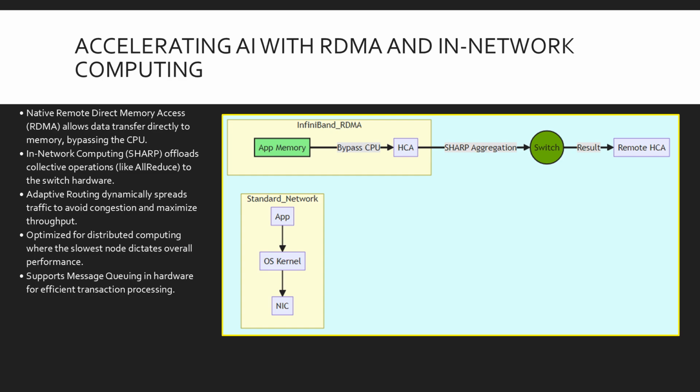Here we compare data paths. The top path shows a standard network where data must pass through the OS kernel, adding latency. The bottom path shows the InfiniBand RDMA approach. Data moves directly from application memory to the host channel adapter, or HCA, bypassing the CPU. The data then hits the switch, where SHARP technology can perform calculations on the fly, such as aggregation, delivering the final result to the remote HCA. This offload architecture is the key to InfiniBand's speed.